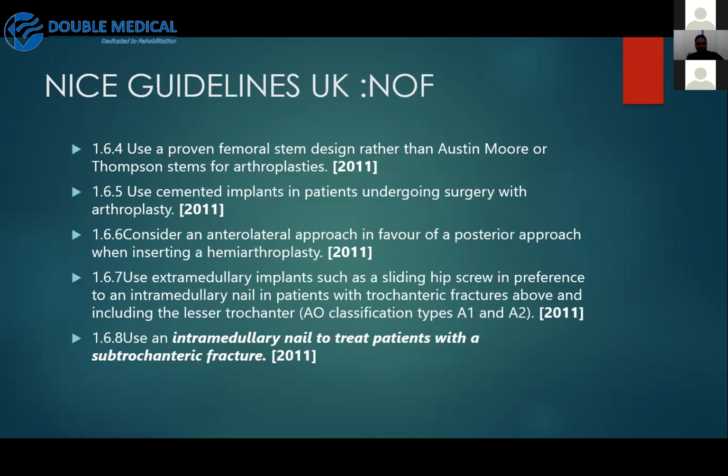Furthermore, it is advised to use a proven femoral stem design rather than an Austin-Moore or a Thompson. It is also advised to use cemented implants in patients undergoing arthroplasty. They recommend the anterolateral approach in favor of a posterior approach when inserting a hemiarthroplasty. And it is advised to use an extramedullary implant like a DHS or sliding hip screw in preference to an intramedullary one for patients with trochanteric fractures above and including the lesser trochanter, A1 and A2. An intramedullary nail is advised for patients with subtrochanteric or even basicervical neck of femur fractures.